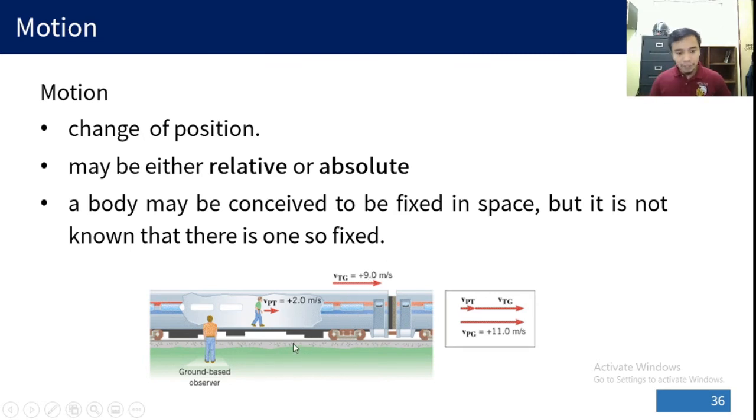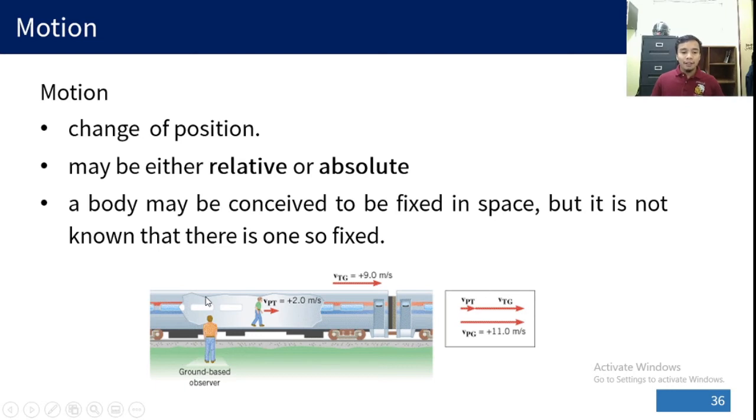You are the ground-based observer, and we assume you are standing still, not moving. So in your view, the train is in motion, right? Since you are standing still, the train is moving at a certain speed. Obviously you see that the train is in motion.